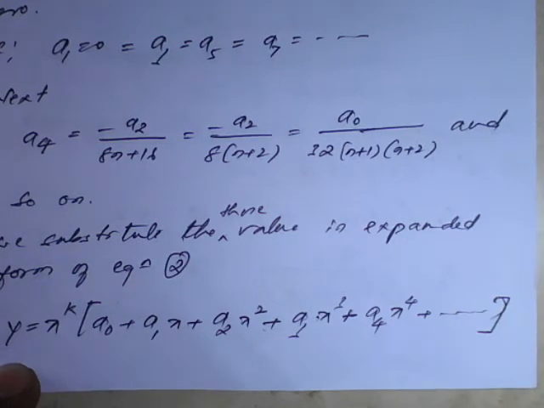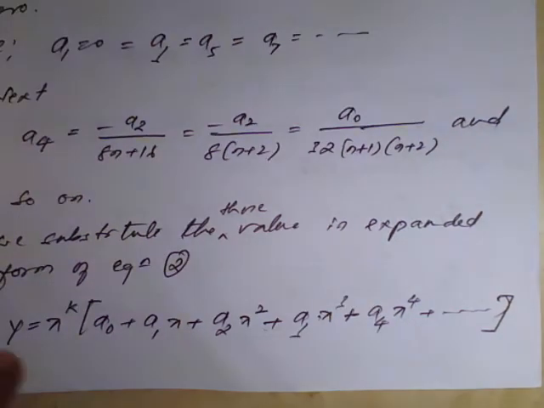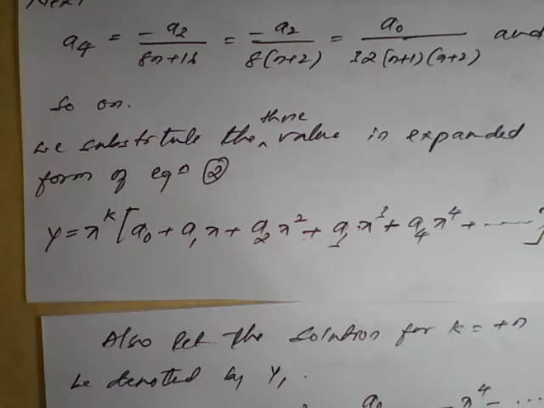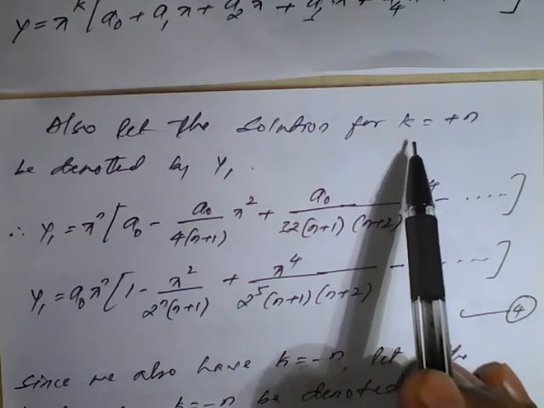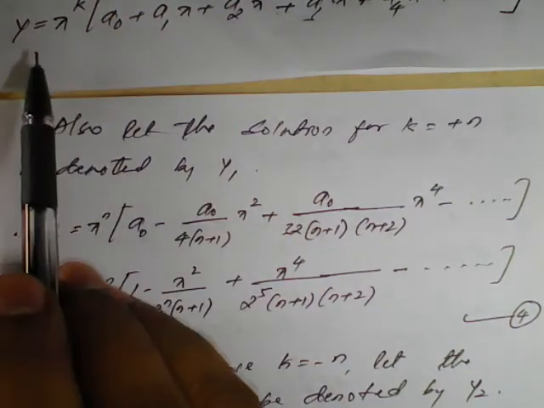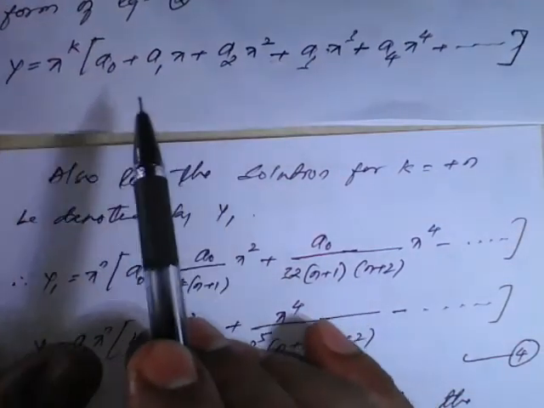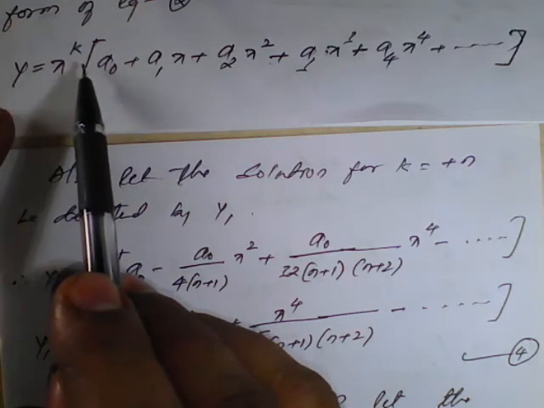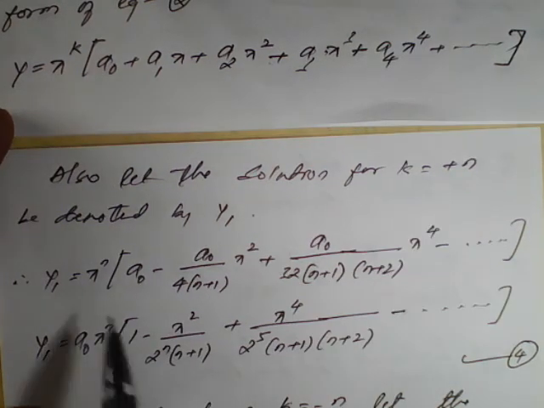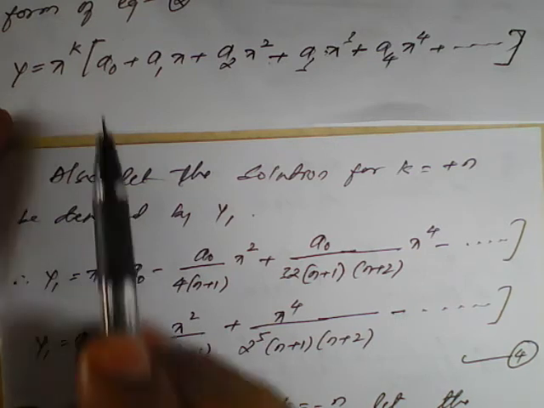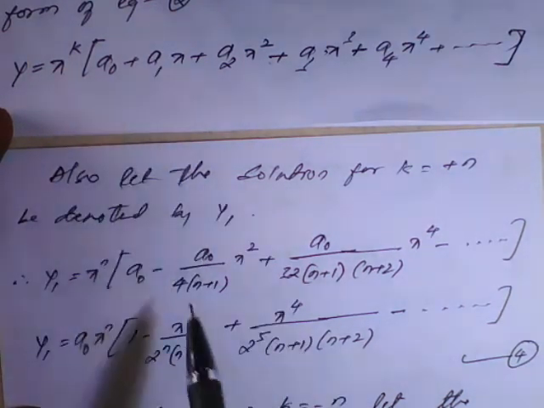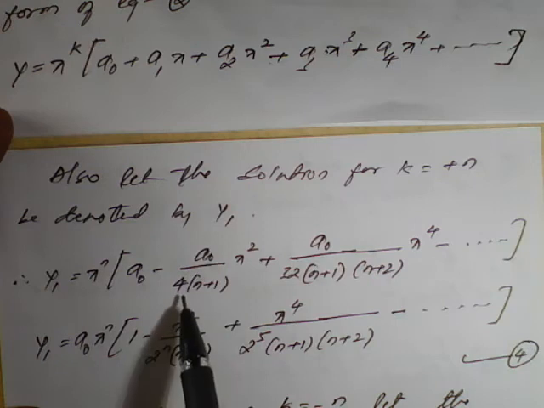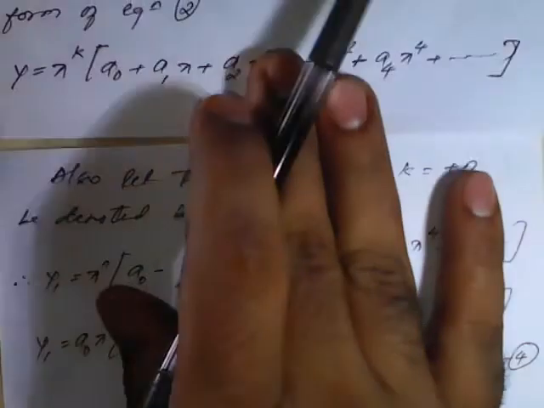Once you apply this, we'll consider this y as y1 for k positive. When k is n, y1 is equal to x raised to n times a0. We know the value of a1 in terms of a0, so a1 value you already know.